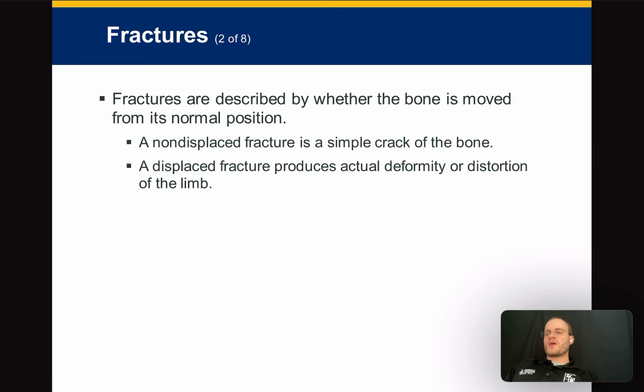Fractures are described by whether the bone is moved from its normal position. A non-displaced fracture is a simple crack of the bone. Displacement is talking about it being out of place. You could just snap a bone and put it back together. It's still snapped, but it's back where it originally was. That's called a non-displaced fracture. A displaced fracture is when there's actual deformity or distortion of the limb.